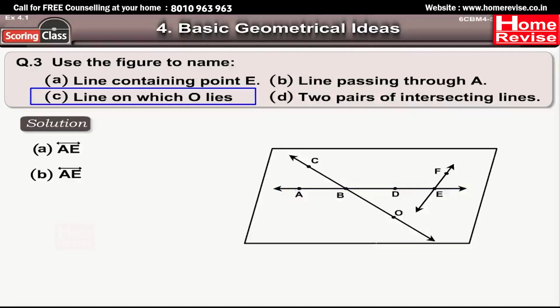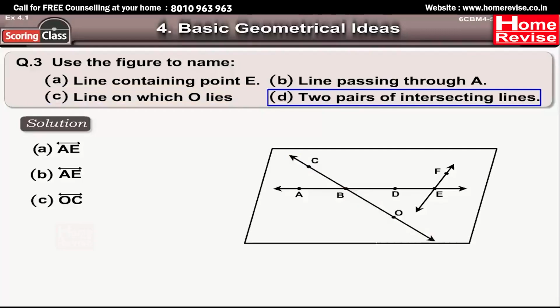C. Line on which O lies. What do you think? Yes, you're right. It is line OC on which the point O lies. D. 2 pairs of intersecting lines. Well, line OC and line AE, and line AE and line EF are the 2 pairs of intersecting lines.